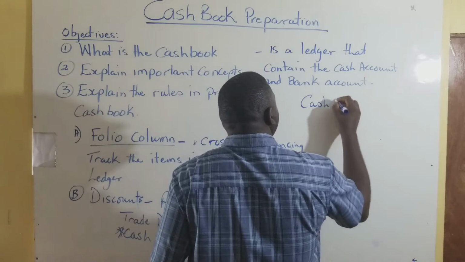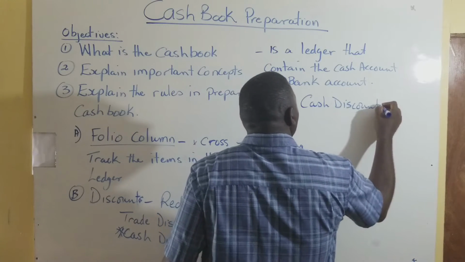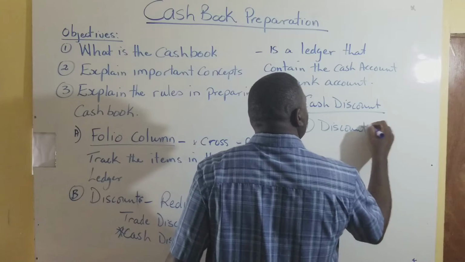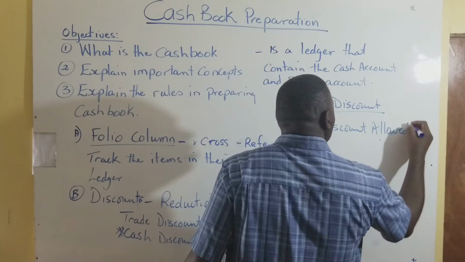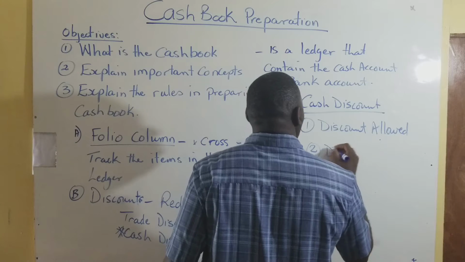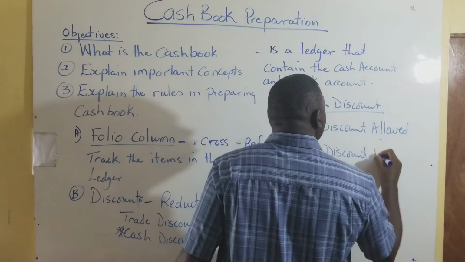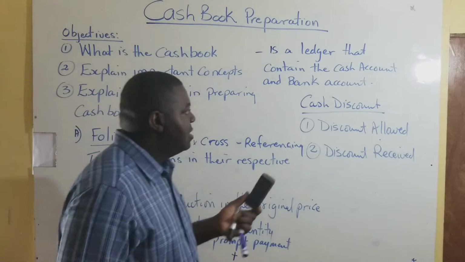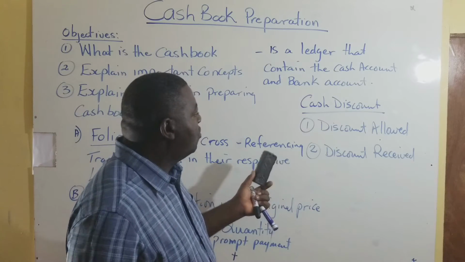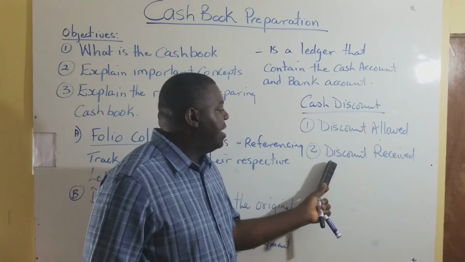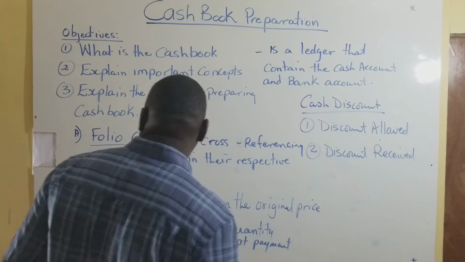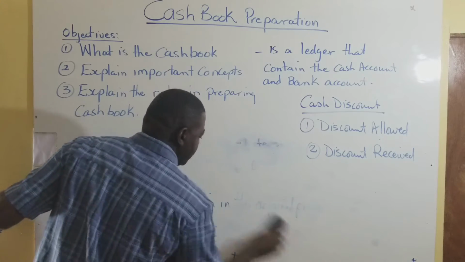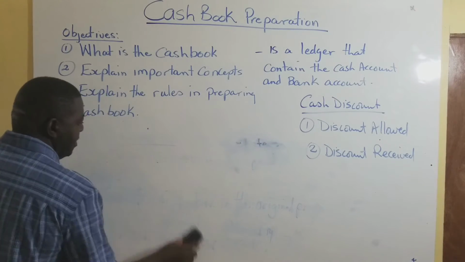So let's go over here, cash discount. It's in two forms. One is referred to as discount allowed, and two, discount received. All right, so there are two sets of cash discount. One has to do with discount allowed and the other is discount received. All right, I want to move so that it is clear here for you to see what we're doing.